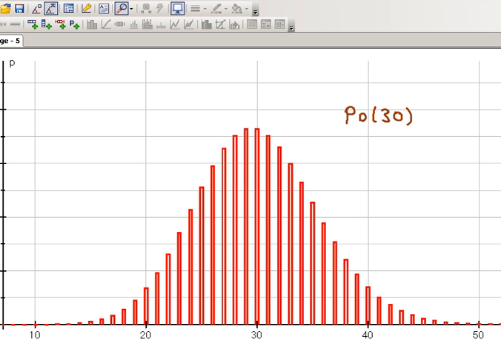So here is a Poisson distribution with a mean of 30. And now the normal distribution with a mean of 30 and a variance of 30. Yeah, that's quite a good fit. It's not perfect, as you can see. Yeah, we are using approximations here, but it's a good fit.